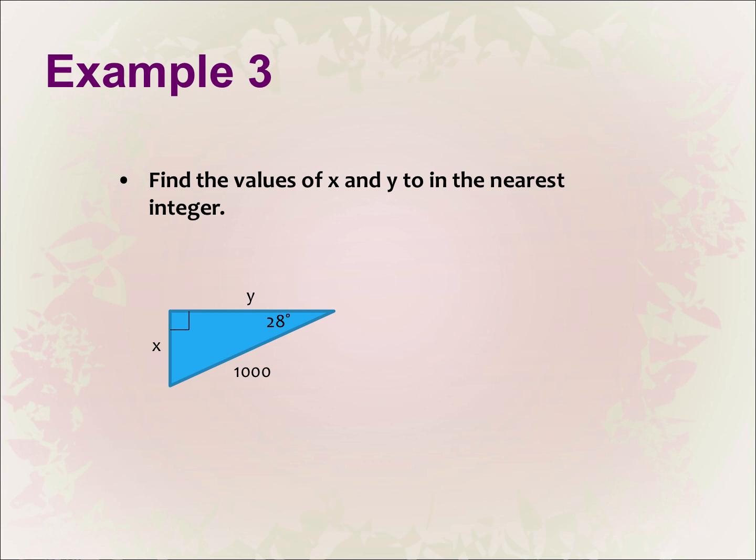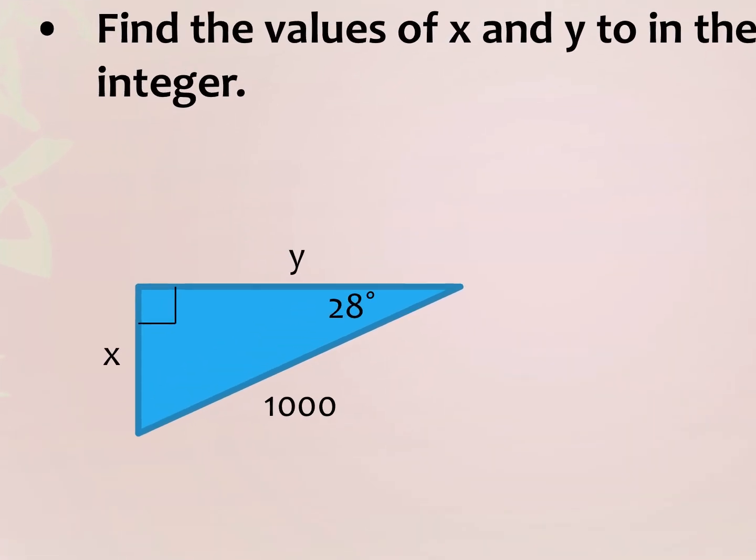Last example, guys. Find the values of x and y to the nearest integer. So let's take a look. Let's try to solve for, what's an integer? Guys, what is an integer? It's like a whole number, right? So it shouldn't be a decimal. You're going to round to the nearest whole number. Let's say we wanted to solve for x first. What ratio could we set up to solve for x?